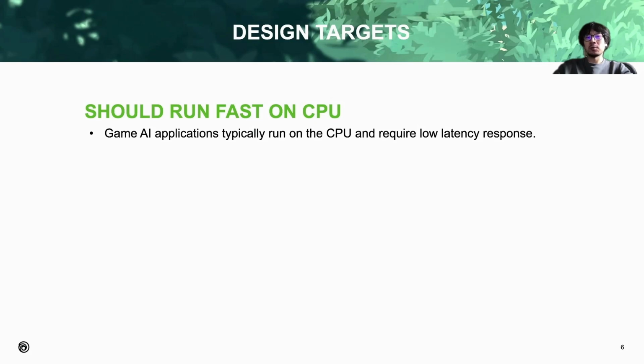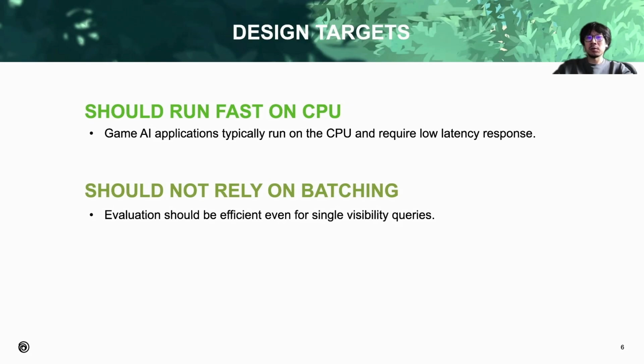First, the method should run fast on CPU, which is a very different requirement from other neural network-based methods today. This is because most game AI applications run on CPU and require low latency response. An inline CPU implementation will be the most convenient way for them to use.